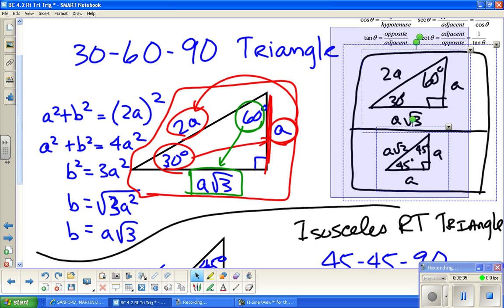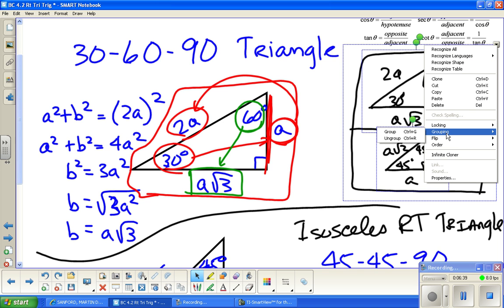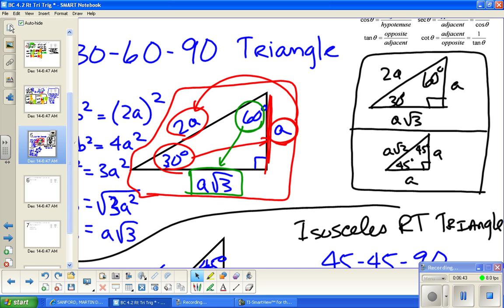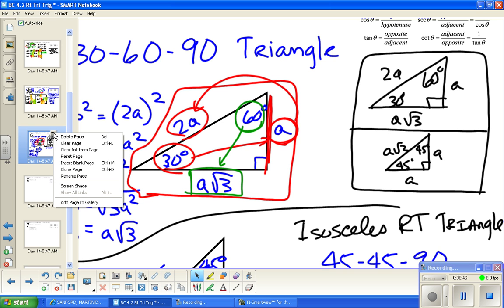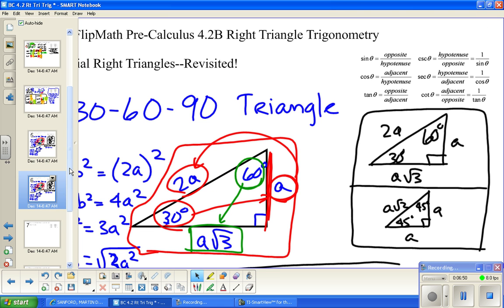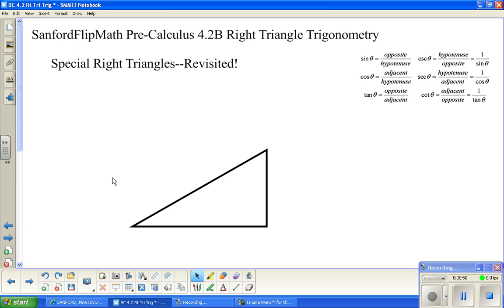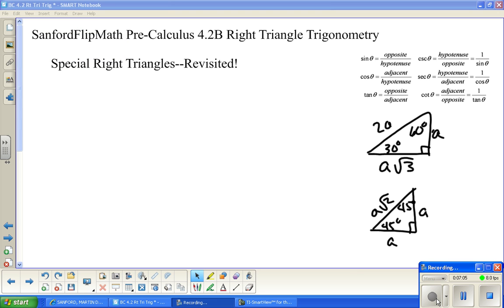Okay, and what I'd like to do is grab all of that and see if I can group it together. Okay, just want to do a couple of things with this. Let's see if we can do that. And clear ink. And let's see if we can paste that in there. It didn't paste what I wanted. All right, here we are.